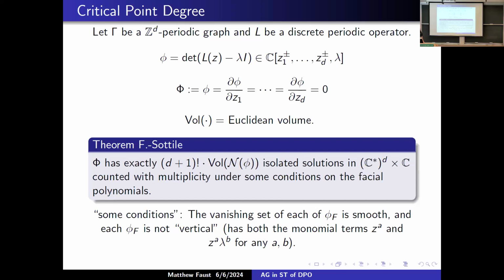This is just Kushnirenko's theorem, but our polynomials are not necessarily generic. This is us giving conditions under which our polynomials satisfy Kushnirenko's theorem. In particular, we need the vanishing set of our facial polynomials to all be smooth at infinity, and we should also have no proper facial polynomial that's vertical. By vertical, I mean our polynomial should not contain both the terms z^a and z^a λ^b for any a and non-zero b.